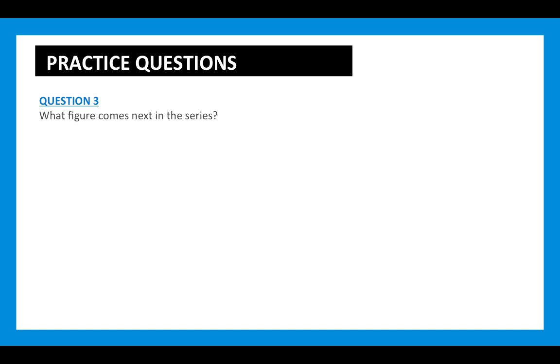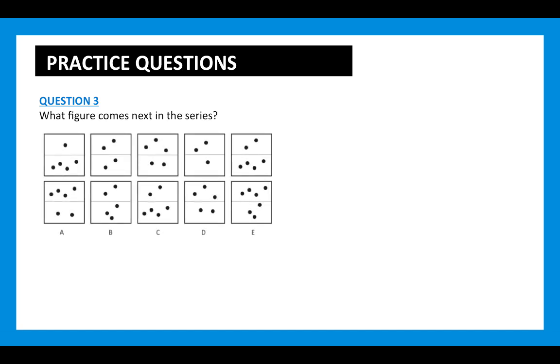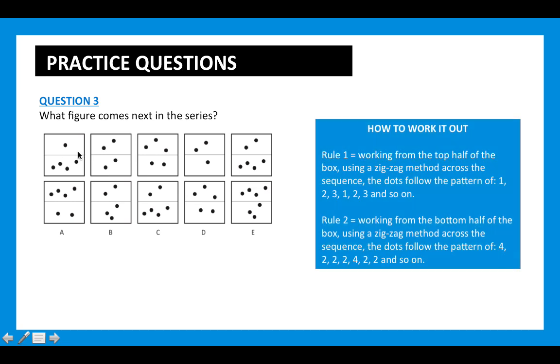Question 3: what figure comes next in the series? Here we have our diagrams. We've got lots of different dots in half the rectangle. Rule 1, working from the top half of the box using a zigzag method across the sequence, the dots follow the pattern of 1, 2, 3, 1, 2, so you're working out which one will come next. So you know that the bottom box of the next one has got to contain 3 dots. So we can eliminate A, C, D, so it could be B or E.